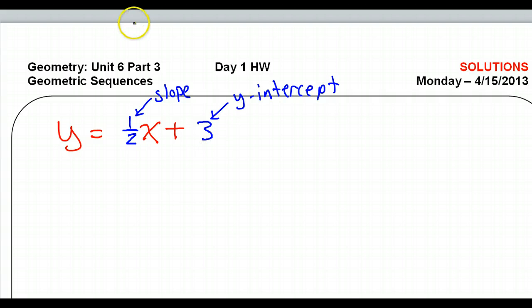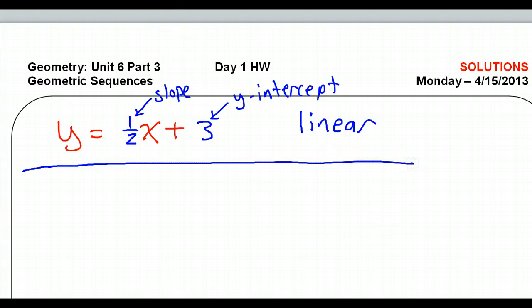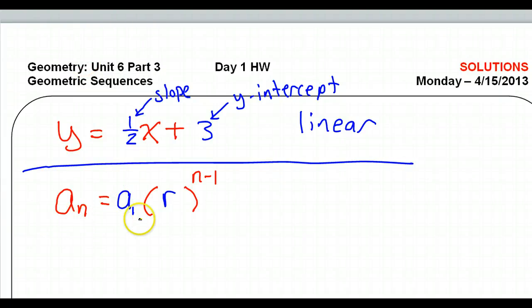There's a similar model, because that was for linear when we had straight lines. Now, geometric sequences are really exponential equations, and they will have exponential models. So here's the model for a geometric sequence.